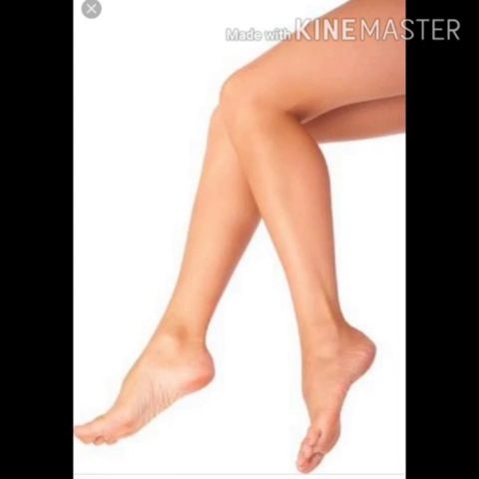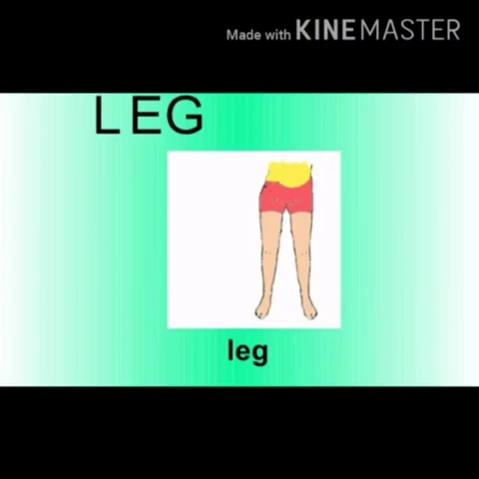So the first one is gel, G-E-L, gel. Now just look at the picture. What can you see in the picture? You can see a leg, isn't it? So the anagram of gel is leg. G-E-L, gel, can be written also as L-E-G, leg. So the anagram of gel is leg.